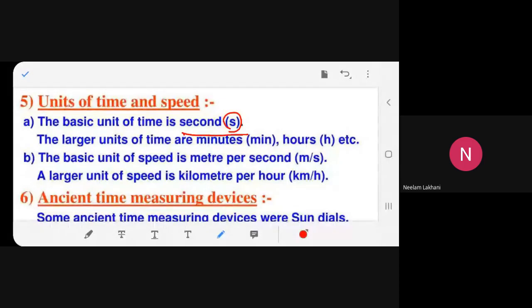Now we are going to work with the larger units of time. The larger units of time are minutes, hours, etc. Minutes, abbreviated as MIN. Hours, abbreviated as H. Is this clear? So this much you have understood? The smallest unit of time is second, the larger units are minutes and hours.